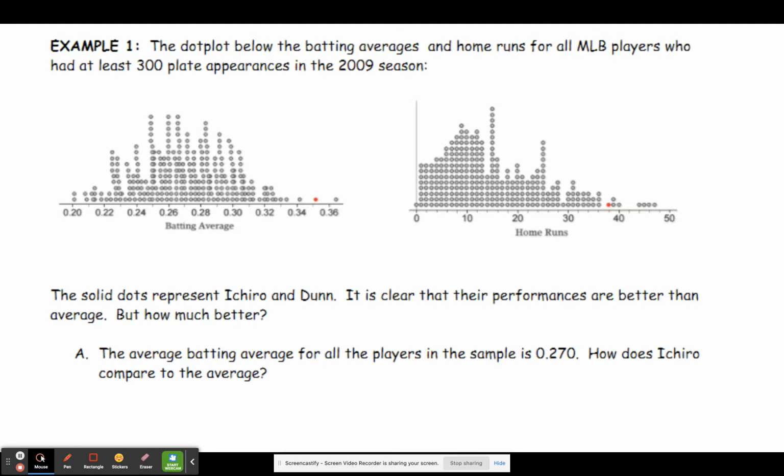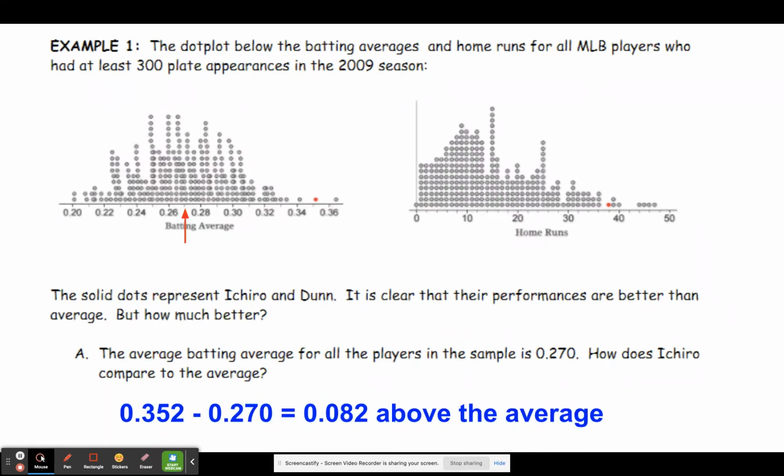On the slides here, you can see that there are red dots on each graph. The red dot on the left represents Ichiro, and the red dot on the right represents Adam Dunn. We know that the average batting average for that year for all players is 0.270. On the graph, 0.270 is right where that red arrow is. Notice that Ichiro is above the average batting average. We want to know how much above that he is. So we can subtract, and that tells us that he's 0.082 above the average for the league that year.